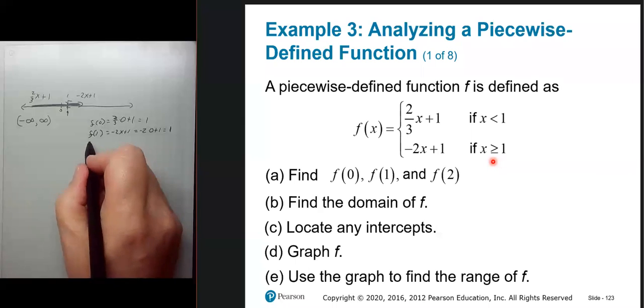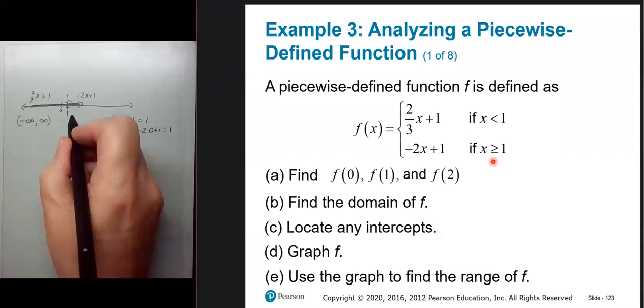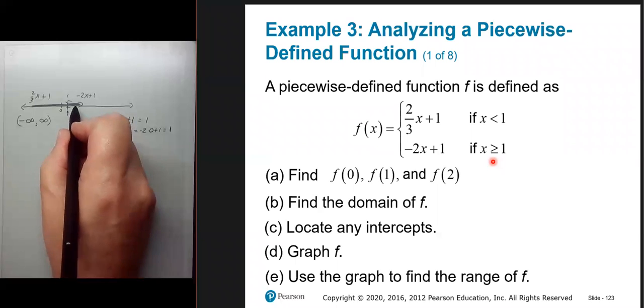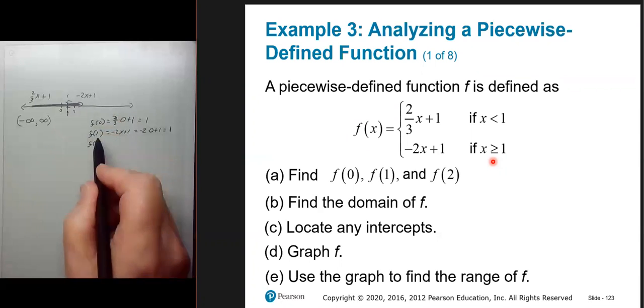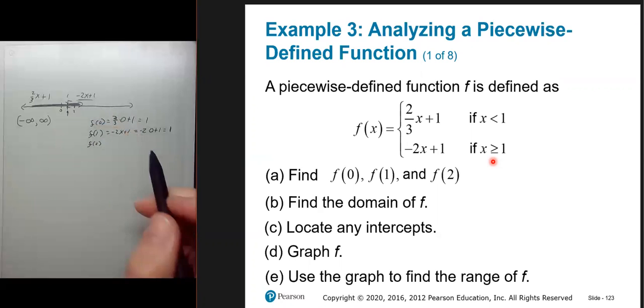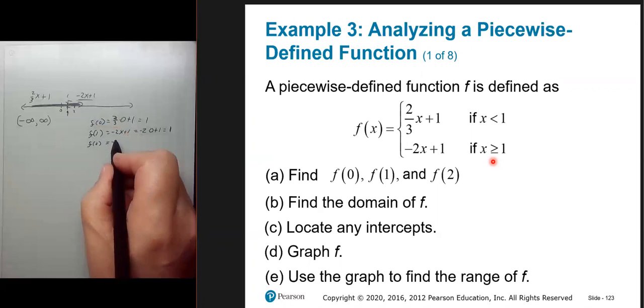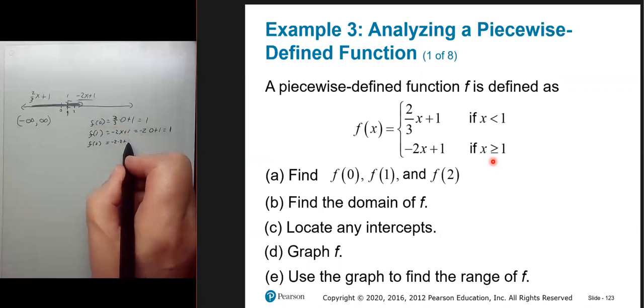And now we're asking for f of 2. Well, 2, again, is in this interval, right? So that means we're using this expression. And so it's going to be a negative 2 times 2 plus 1.